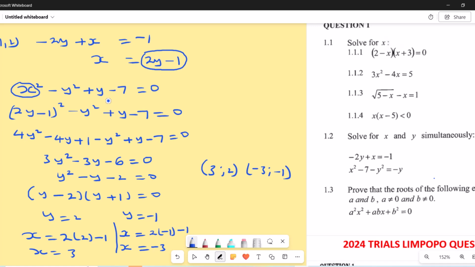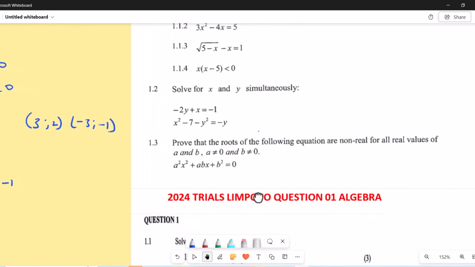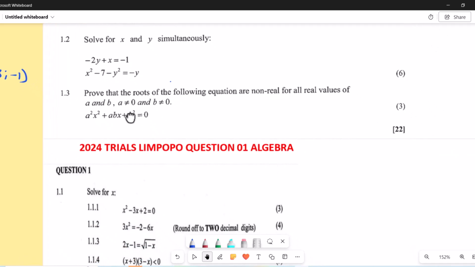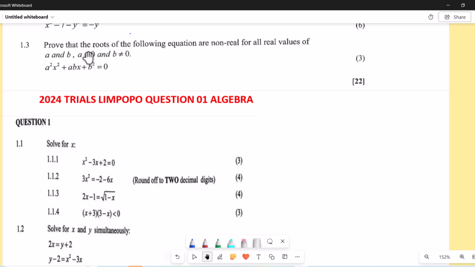Next question, 1.3. Let us clean off here. Now 1.3 says, prove that the roots of the following equation are non-real for all real values of a and b, such that a is not equal to 0 and b is not equal to 0. I repeat, let's prove that the roots of the following equation are non-real for all real values of a and b, where a is not equal to 0 and b is not equal to 0.